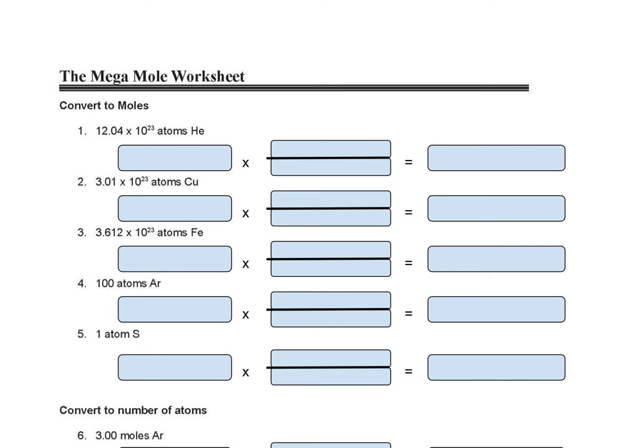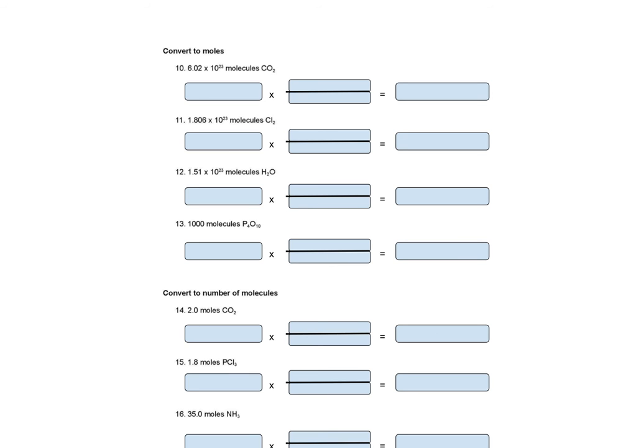If I want to convert to moles, this time I take my given, 12.04 e to the 23rd atoms. This time I want atoms to cancel, so atoms goes on the bottom. In 1 mole of anything, there are 6.02 times 10 to the 23rd. And atoms will cancel. Remember that atoms and molecules can be used interchangeably.